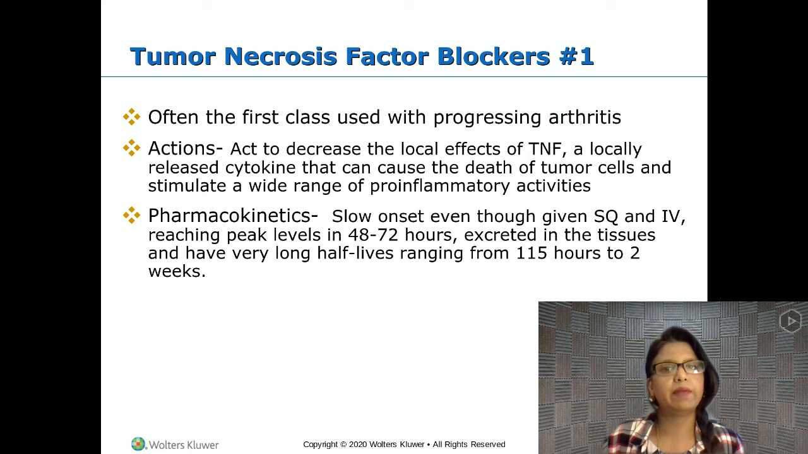These are another set of medications that block the TNF factors. They will slow down that cytokine function, which could cause the death of tumor cells and stimulate a wide variety of pro-inflammatory activities. It could be given subcutaneously or IV, and peaks in 48 to 72 hours, and usually the half-life ranges from 115 hours to 2 weeks.